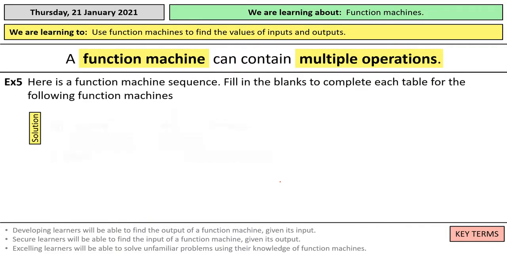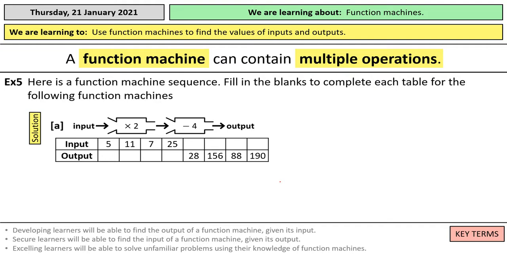So this is now using a function machine sequence. Fill in the blanks to complete each table for the following function machine. So our function machine has our first operation of times by 2 and then take away 4. When you're given a sequence like this in a table, your input values are the ones at the top and your output values are the ones at the bottom. So it's almost like writing it in a different way, but it means the exact same thing.